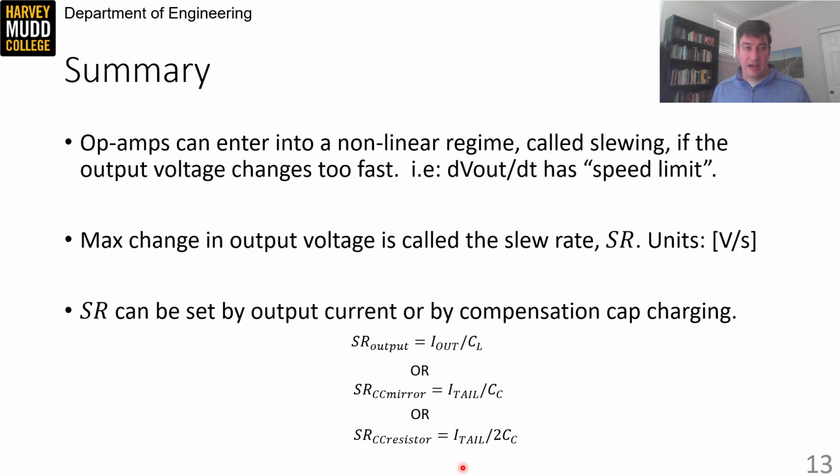So in summary, op-amps can enter into a nonlinear regime called slewing when the output voltage is asked to change too fast. So dV_out/dt has a speed limit called the slew rate. The max rate of change in the output voltage is called the slew rate, and it has units of volts per second. And the slew rate can be set by the output current or by the charging of the compensation capacitor. And the rate at which the compensation capacitor can be charged depends on whether we have a mirror load or a resistor load.